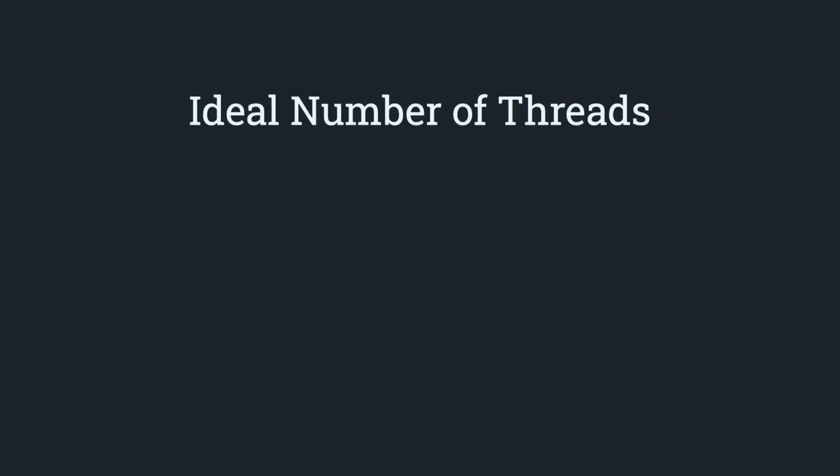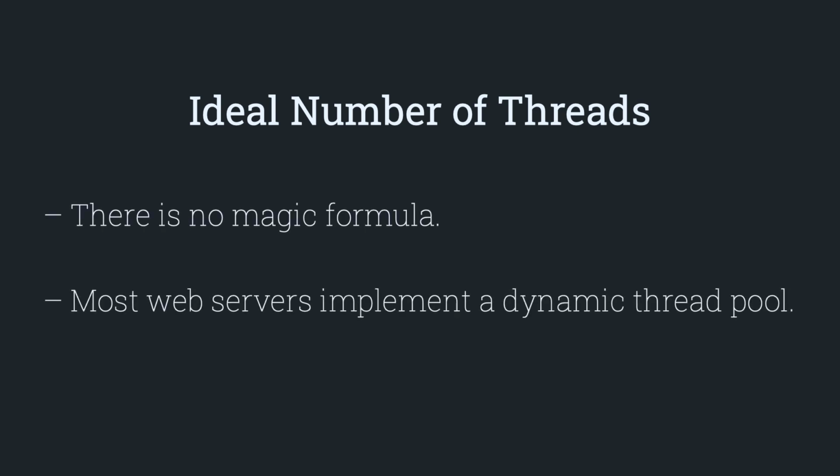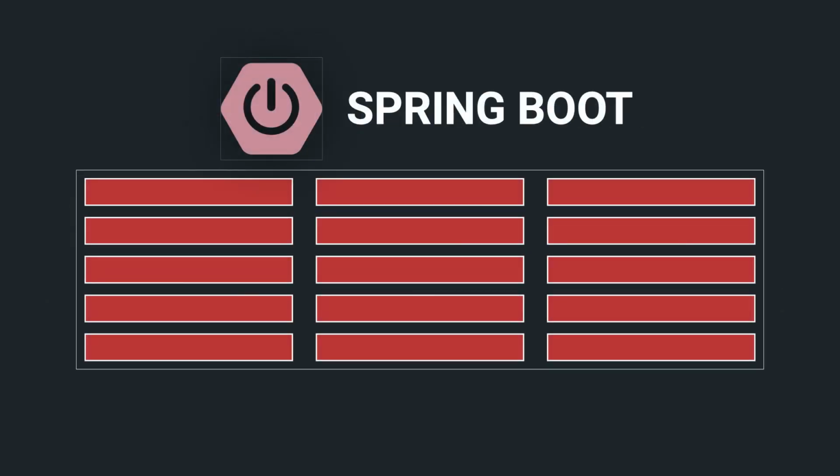So what is the ideal number of threads? There is no magic formula. Most web servers already implement a thread pool with a dynamic number of threads, which are scaled based on the amount of workload that can be handled by the web server. For instance, if you decide to spin up a web server with the Spring Boot framework, the thread pool is already set up for you out of the box, so it's not something you typically need to worry about as a web developer. However, it's good to have a general understanding of how these things work.